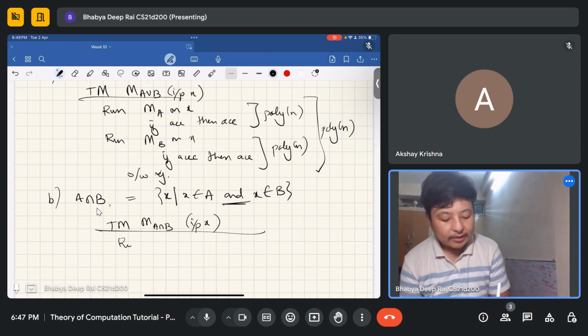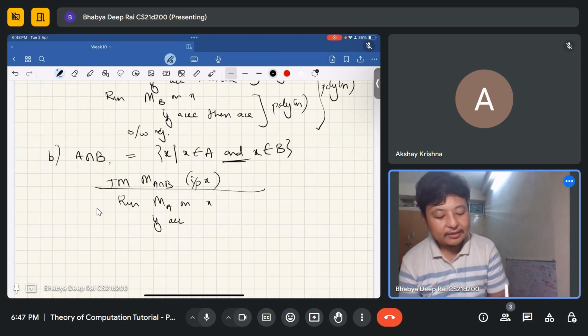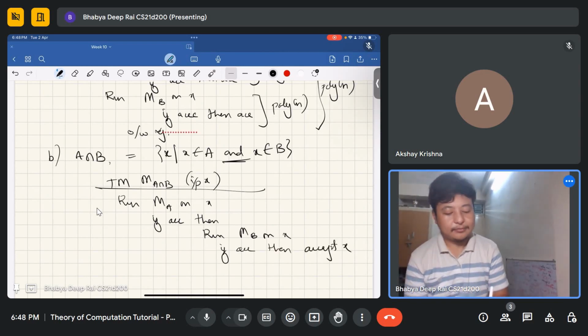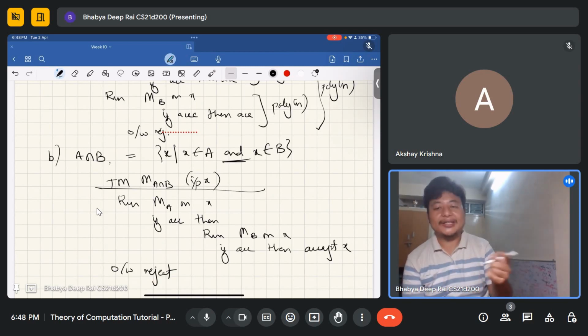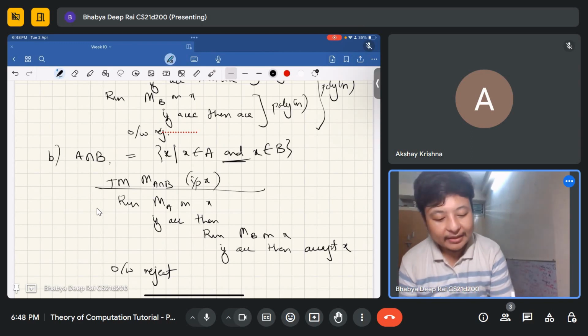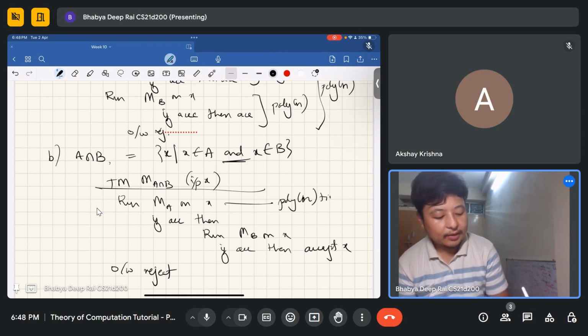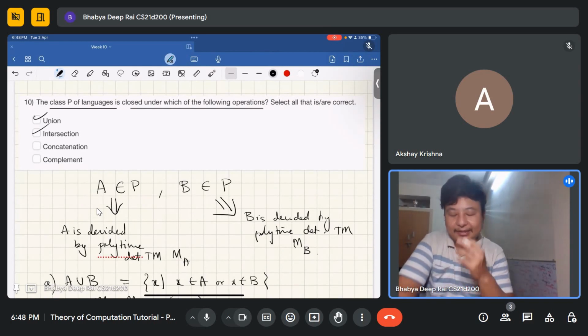So run MA on x. If it accepts, then run MB on x. If it accepts, then accept x. Otherwise, reject. Because it needs to be both in A and B, it needs to be accepted by both machines MA and MB. So this takes polynomial time, and this also takes polynomial time. So the total will take polynomial time. It is decided. It is in the class P.